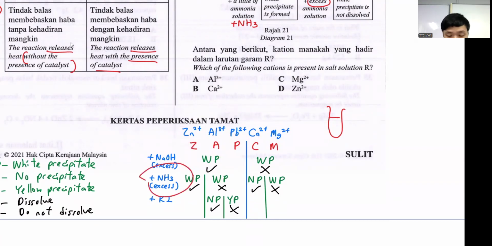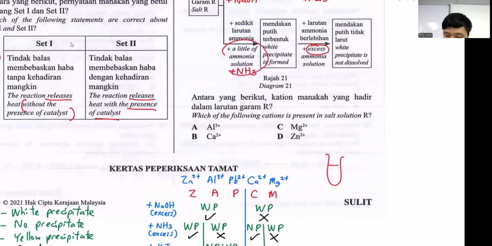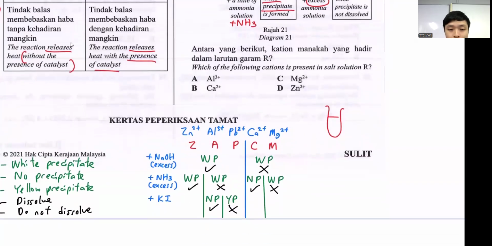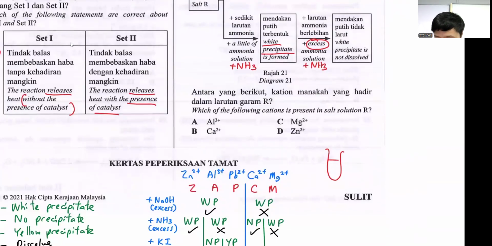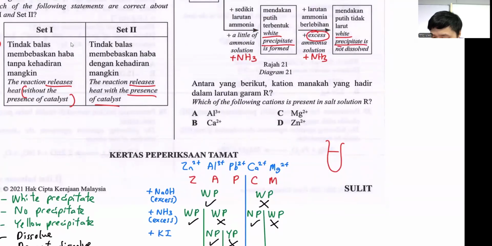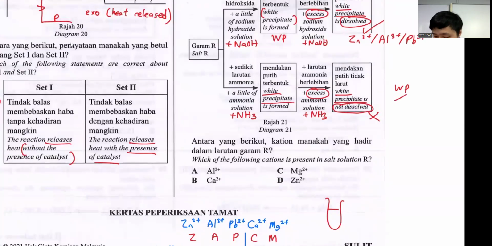Then you can add ammonia again. See this guy, add ammonia again, white precipitate is formed. But if you add ammonia, both got white precipitate formed, right? So you still haven't decided. And then you add excess ammonia again. The white precipitate does not dissolve. It means this is WPX.